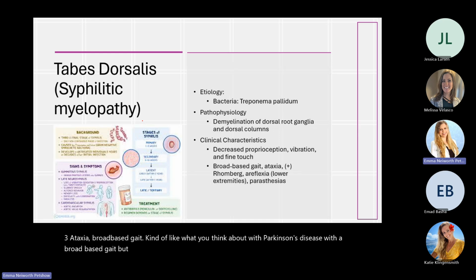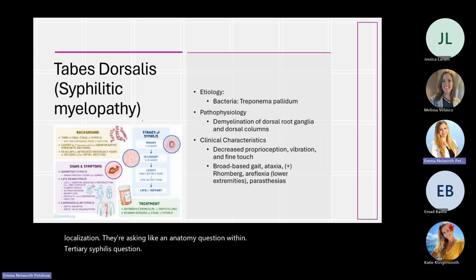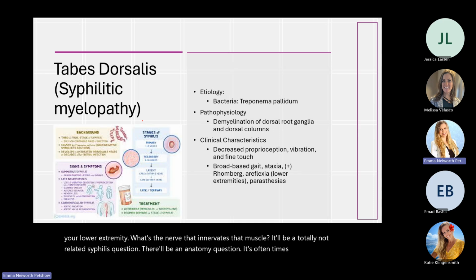They also have a positive Romberg's sign. Reflexes will be diminished in lower extremities because of dorsal root involvement. And this would be kind of a classic bridge condition between infection and neuroanatomy. So oftentimes when they ask a question about tertiary syphilis, they're really asking about sensory pathway localization. So they're asking an anatomy question within a tertiary syphilis question. They'll say it's affecting the dorsal root and you have weakness in X muscle in your lower extremity. What's the nerve that innervates that muscle? It'll be a totally unrelated syphilis question. It'll be an anatomy question. It's oftentimes what they do with tertiary syphilis.